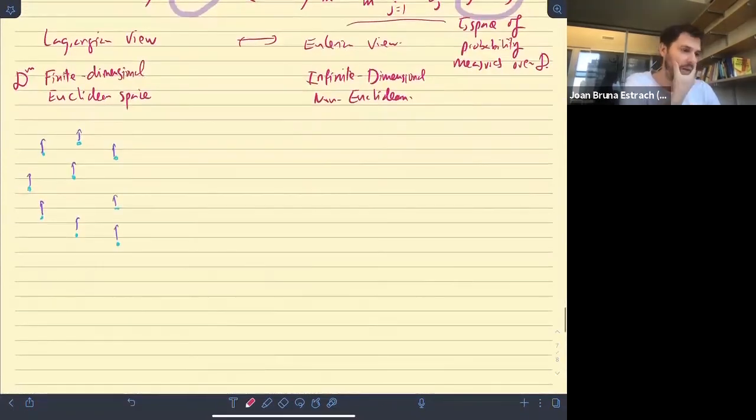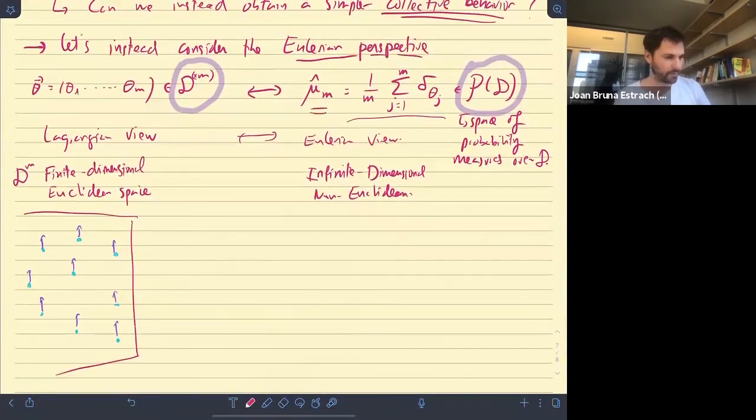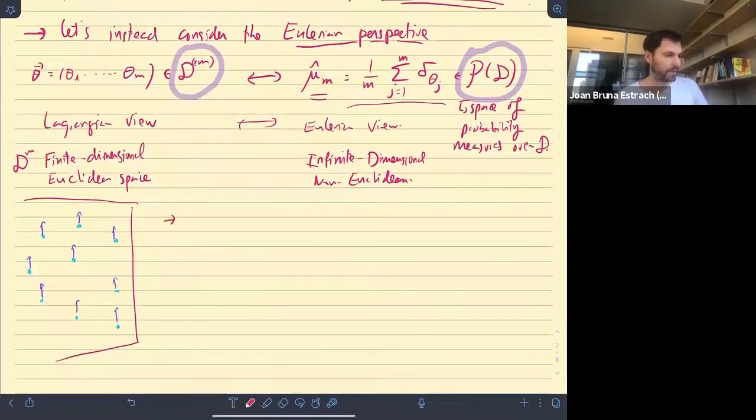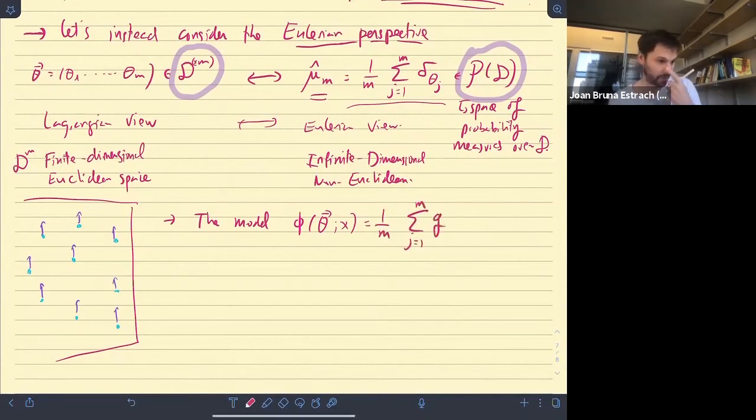All right. So let's see how this thing works. Now let's try to use this new object that we have introduced. The first thing that we are going to try to do is to rewrite our function or model in terms of this new variable, the measure. So the model, the function that we're learning, was 1 over m, the sum from j equals 1 to m of g of theta j, x.